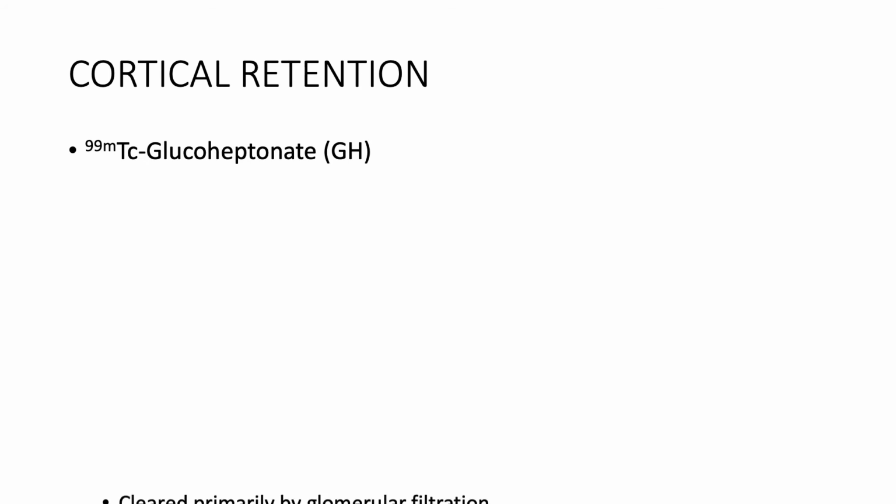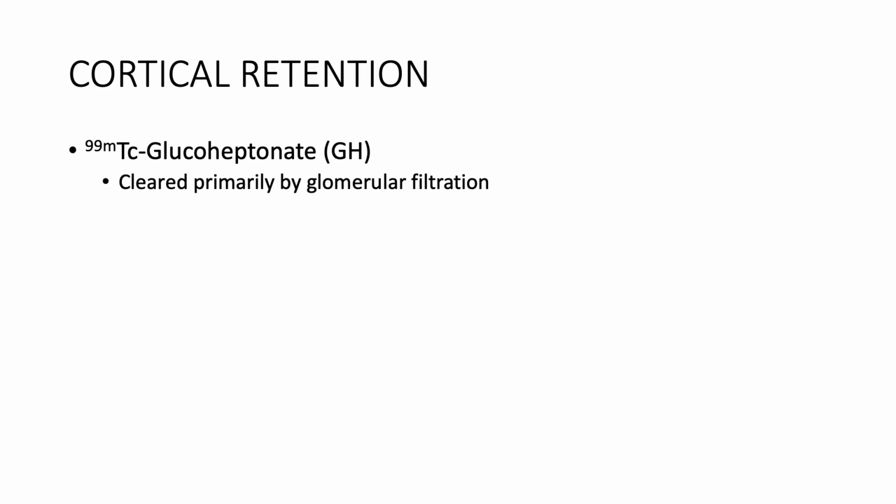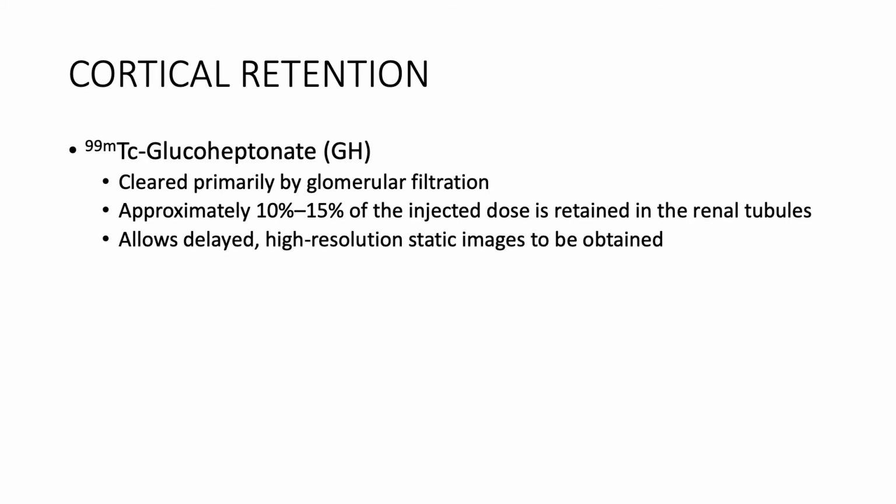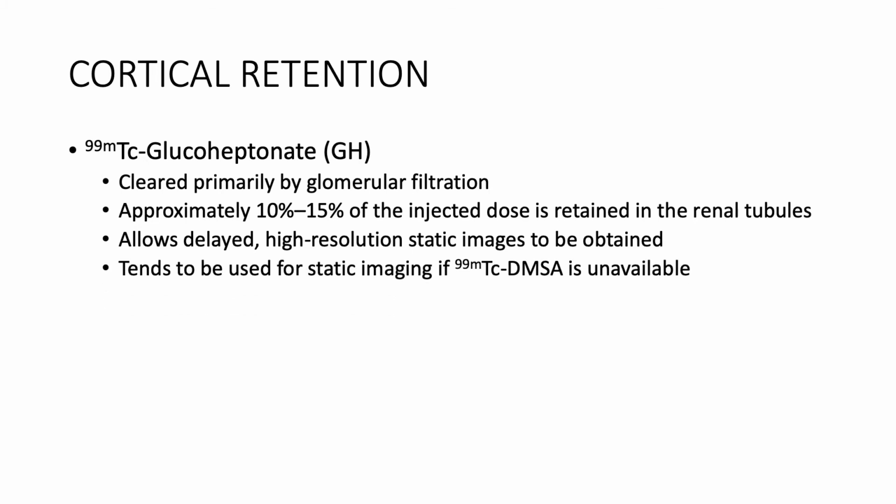Technetium-99m glucoheptonate is cleared primarily by glomerular filtration, but approximately 10 to 15% of the injected dose is retained in the renal tubules, allowing delayed, high-resolution static images to be obtained. It tends to be used for static imaging if DMSA is unavailable, but it should not be used for diuretic renography.